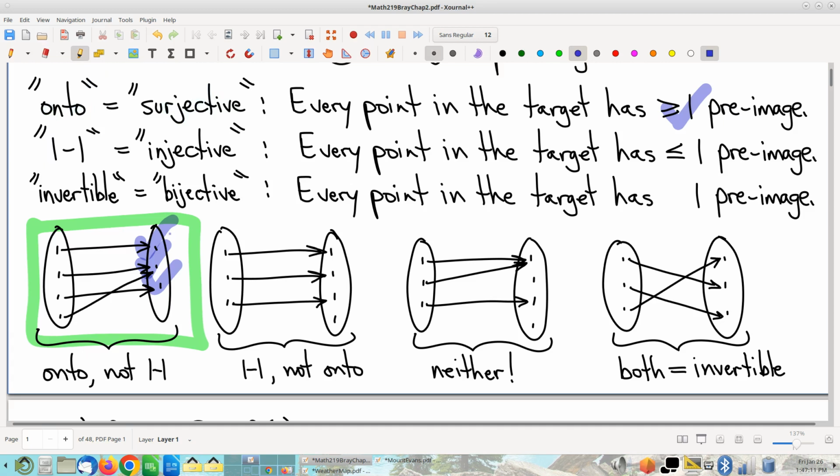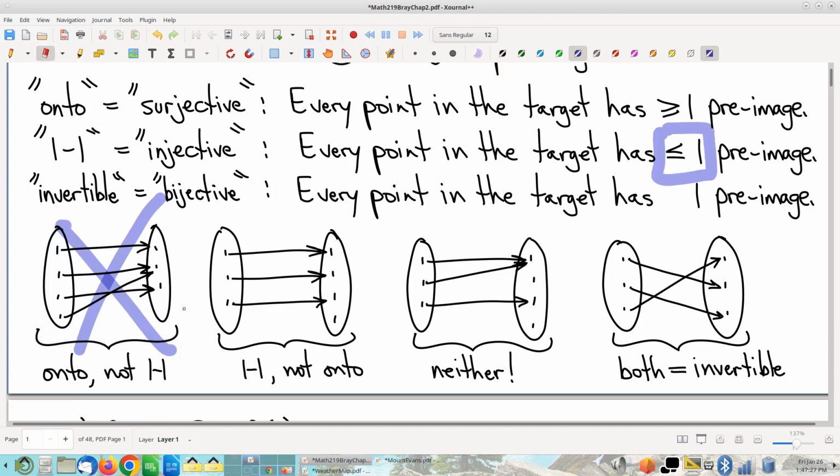Okay. Similar idea. Sometimes you look at a function and you can, at a glance, easily determine that every point has at most one pre-image. Not this function. This function does not follow that rule. After all, this point right here, as we just discussed, has two pre-images. Two is not at most one.